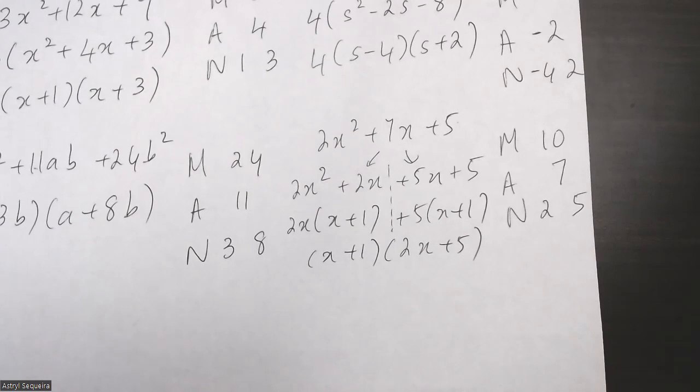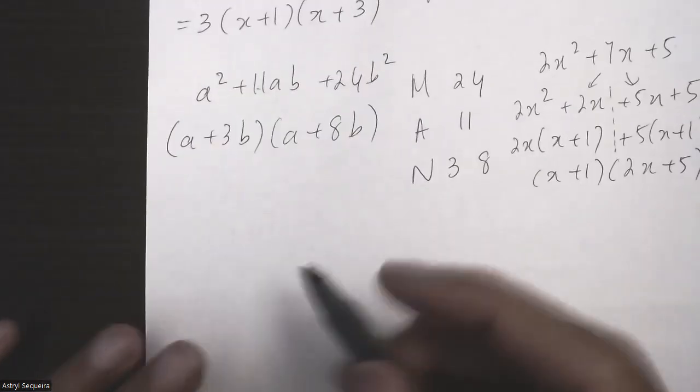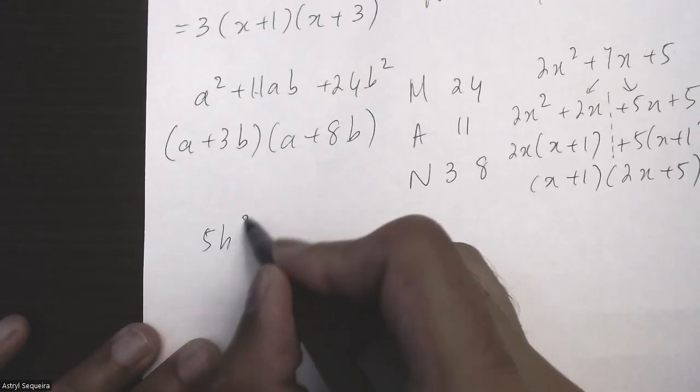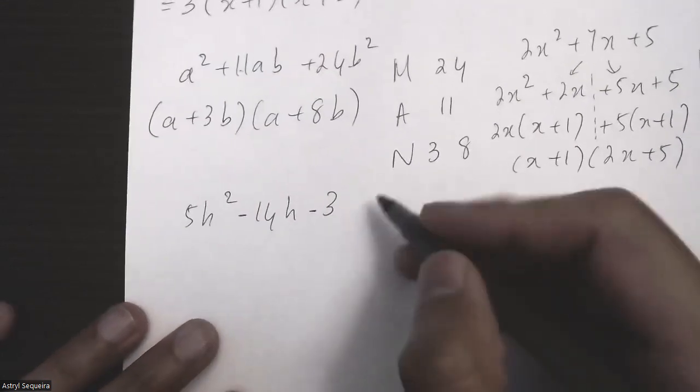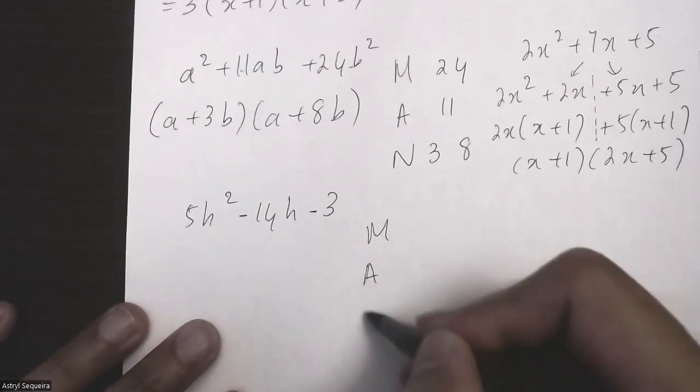I'll do one more example of a complex trinomial. I don't need to do too much practice. 5h squared minus 14h minus 3. Again, no common factor, so let's do man.